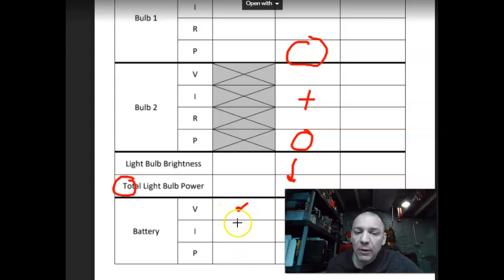And then also for battery voltage, current, and power, you're going to have to calculate those. The voltage and current we measure. The power we don't calculate earlier, but you can calculate it here because power is the voltage times the current that you have. So you should be able to get those through here.